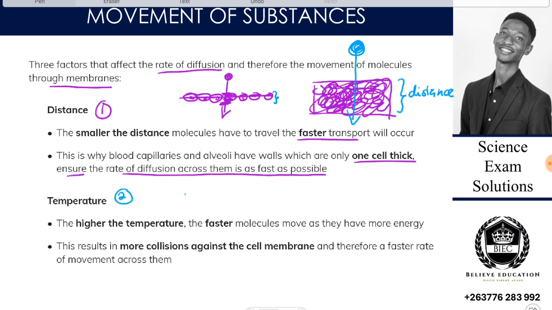The second factor is temperature. So the higher the temperature, the faster the molecules, and so this results in more collisions against the cell membrane, and therefore the faster the rate of the movement. So when the temperature is higher, the molecules move faster, make more collisions on the cell membrane, and therefore our molecules are able to pass through the membrane better.